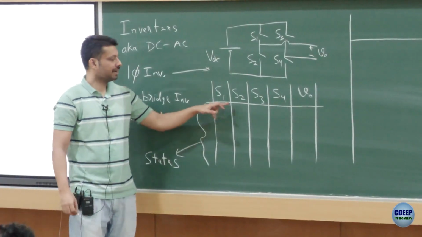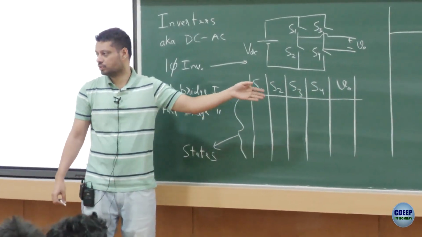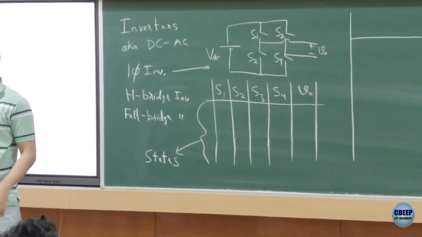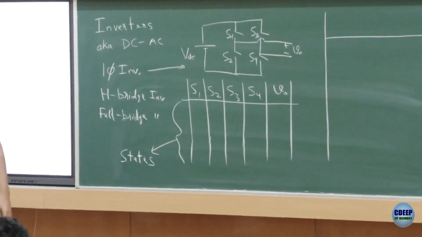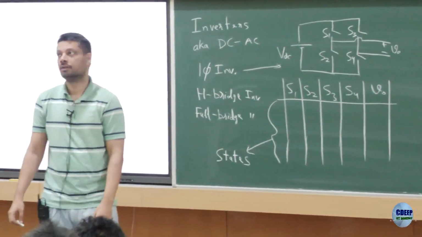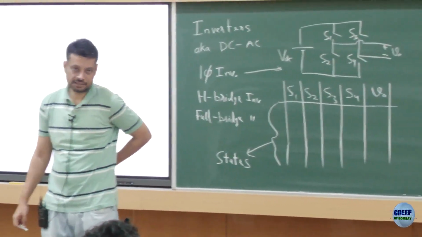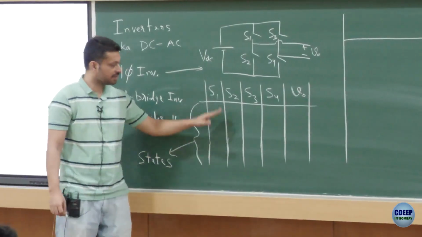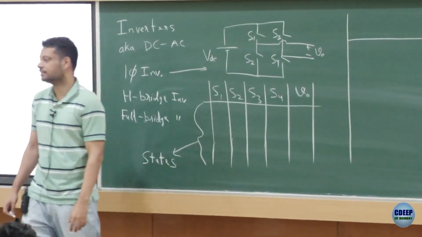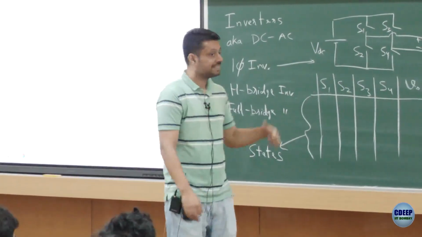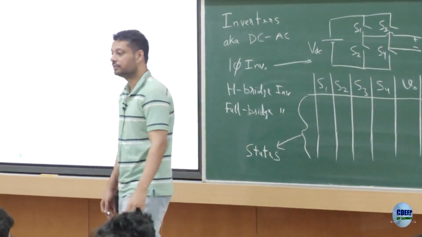So when I write 1 it means a switch is on, 0 means a switch is off. So you have 4 switches, 2 combinations of each. So how many states total? 2 into 2 into 2 into 2. How much is that? 16 states. Since we don't have sufficient space to write 16 states, we'll try to eliminate a few states. Which states do you think we can eliminate here?